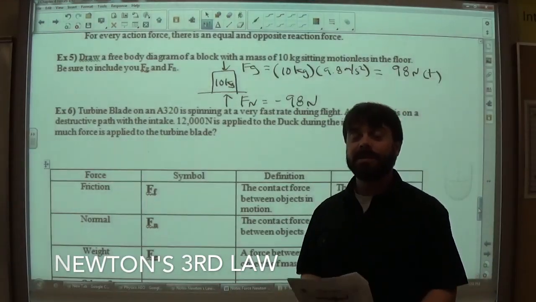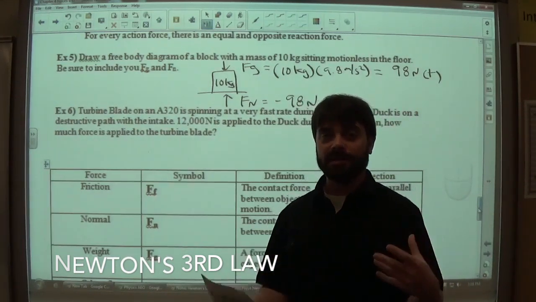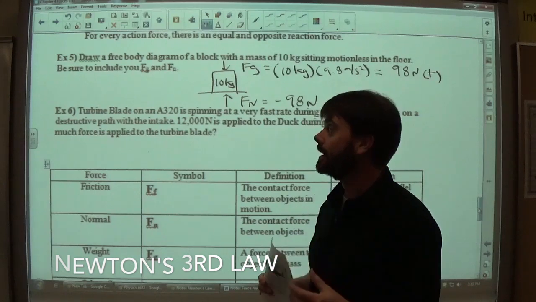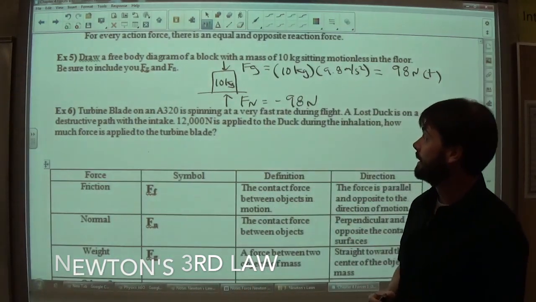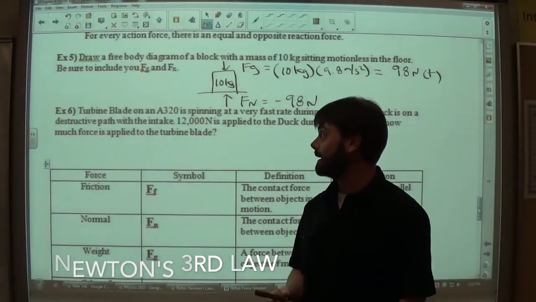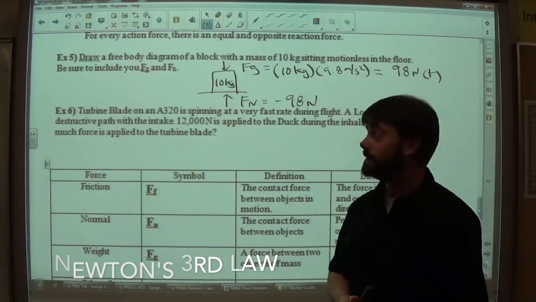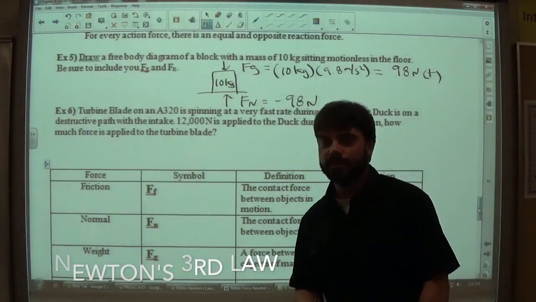Example number 6 is going to talk about equal and opposite forces also, but maybe with something that's actually in motion, maybe a collision, things that are actually colliding with each other. So the example reads, a turbine blade on an A320 is spinning at a very fast rate during flight. A lost duck is on a destructive path with the intake. 12,000 newtons is applied to the duck during the inhalation. How much force is applied to the turbine blade?